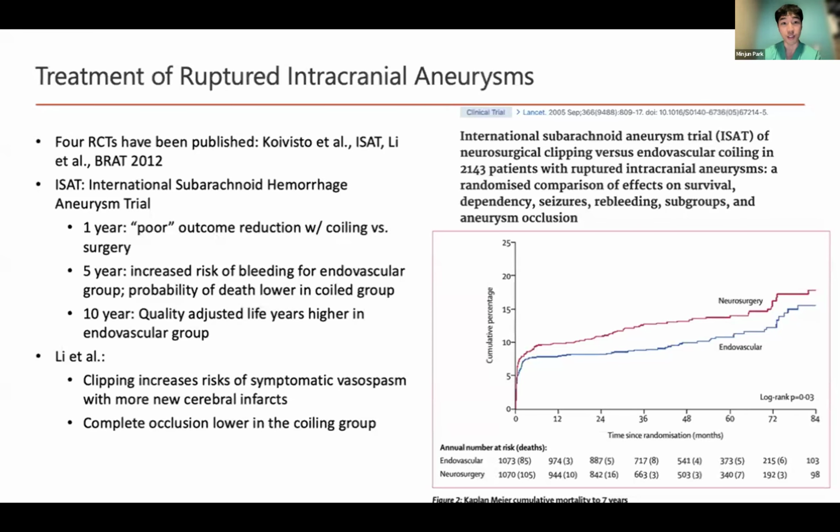Going for the first one, I guess, the International Subarachnoid Hemorrhage Aneurysm Trial, it seems like this was a landmark study done from 1997 to 2002. And they got around 2,000 patients to analyze.